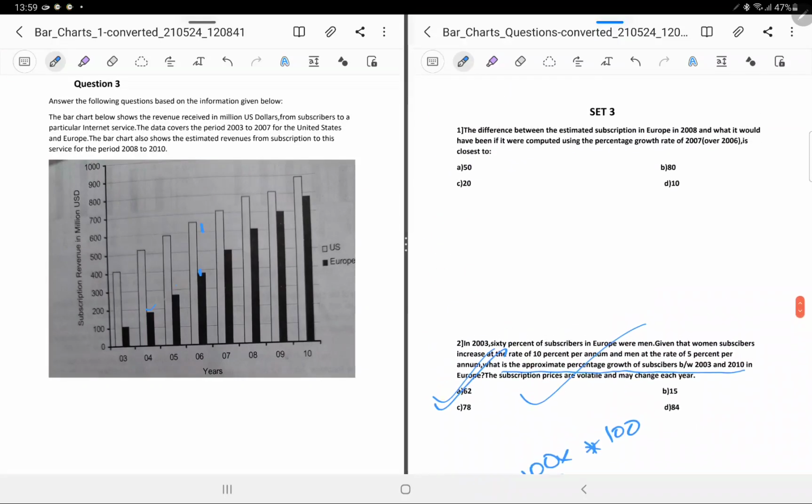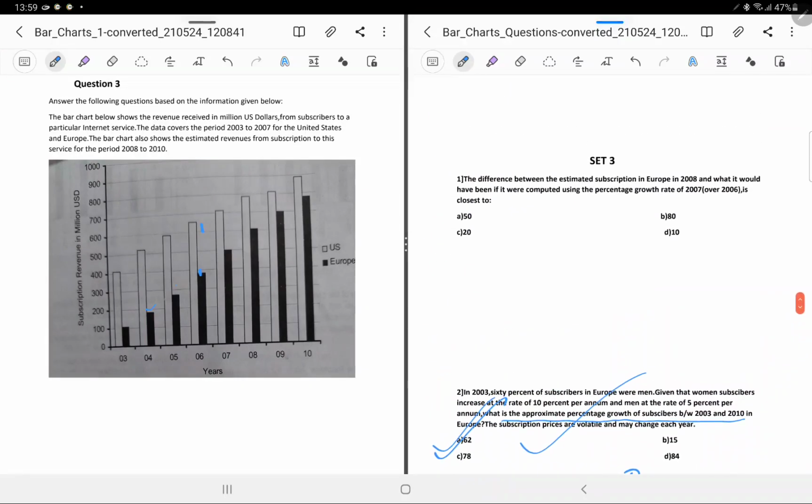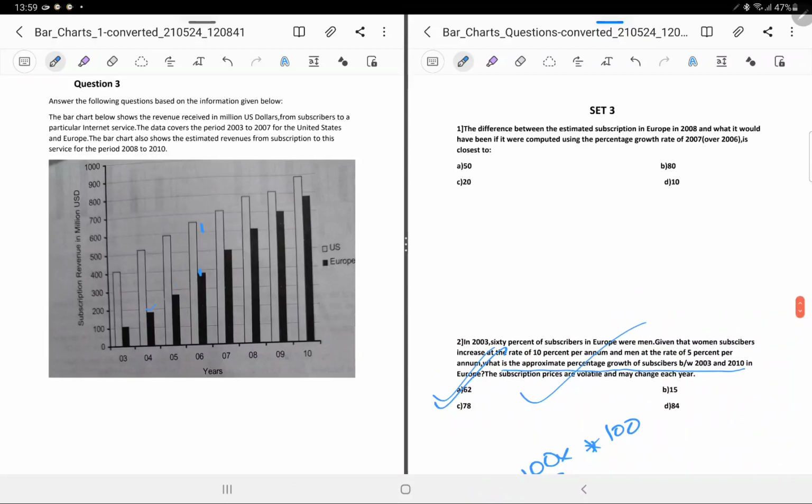So this was, I think that's it for this session. We have covered the concept too, and now we'll just wind up the bar charts in the upcoming session.